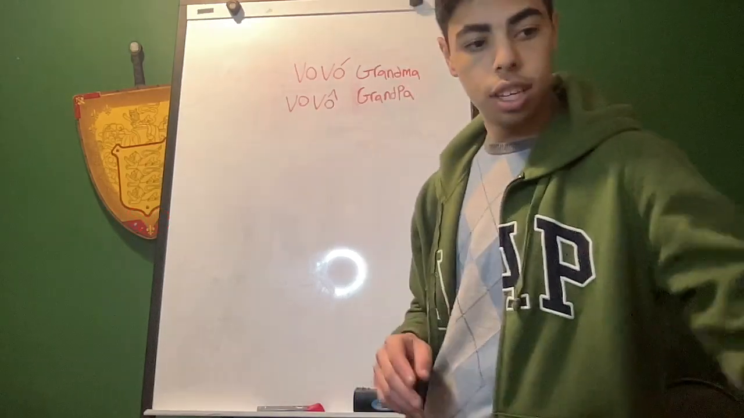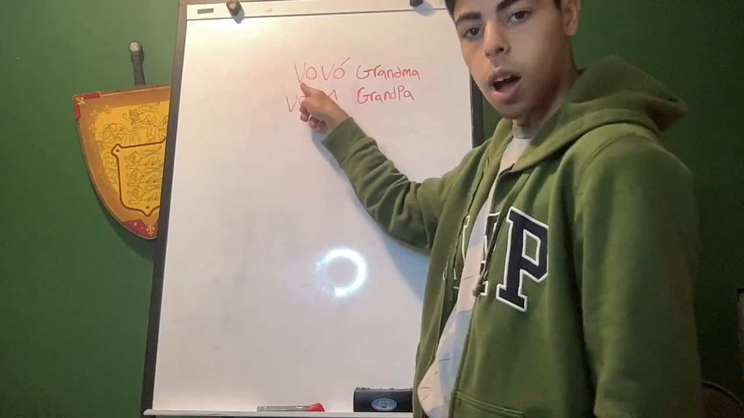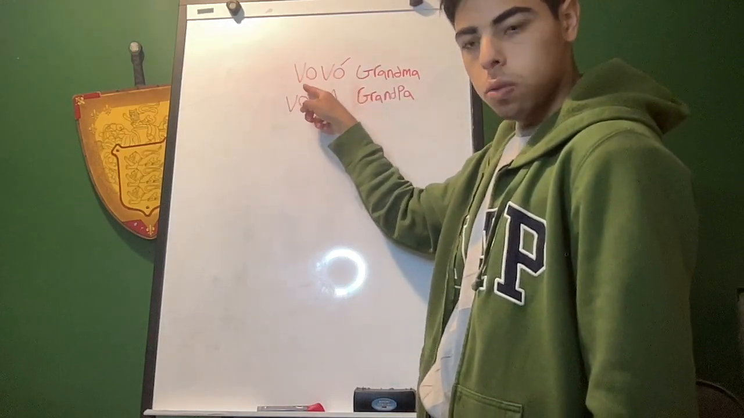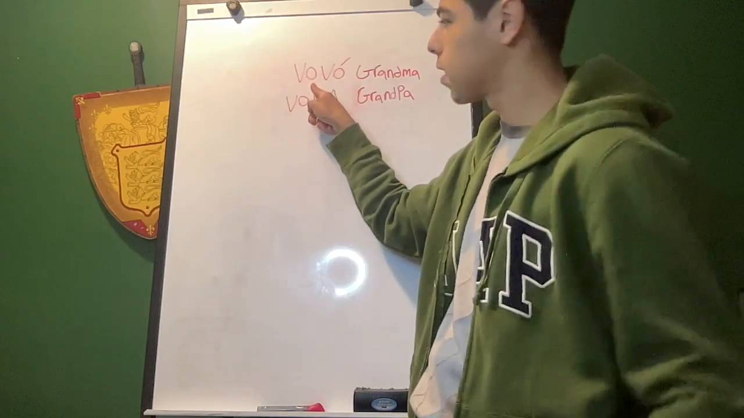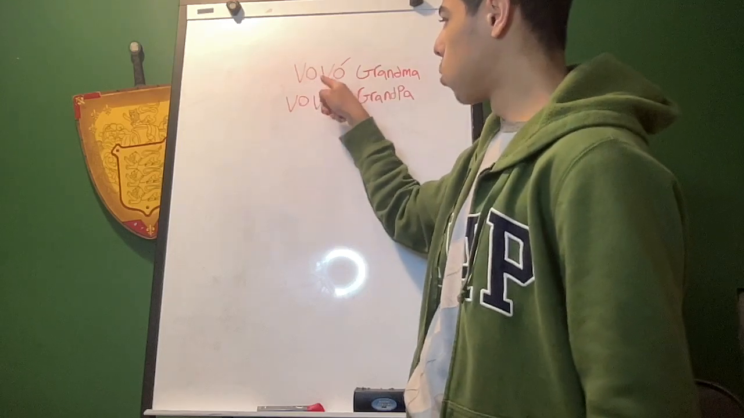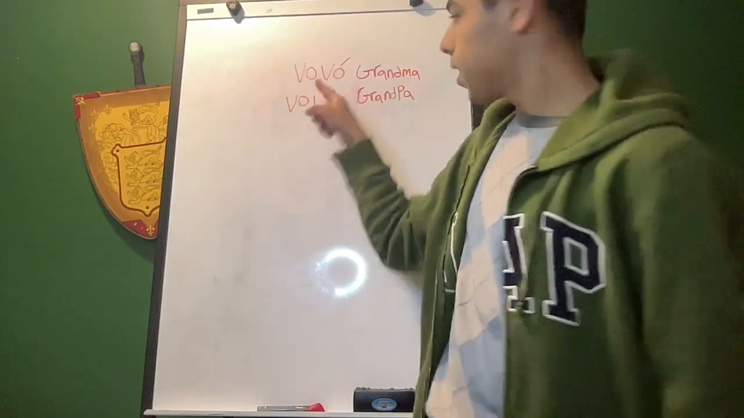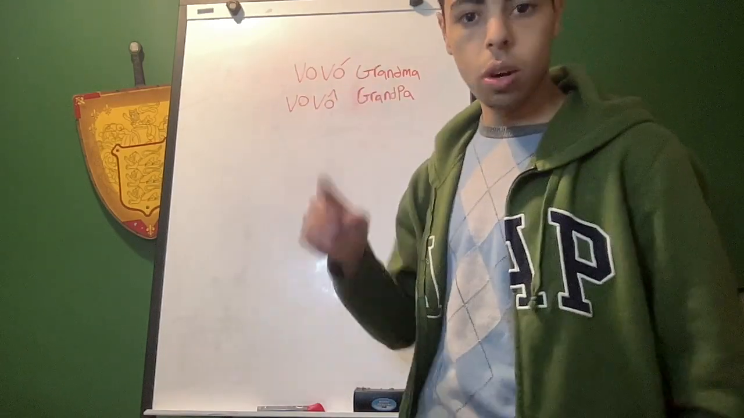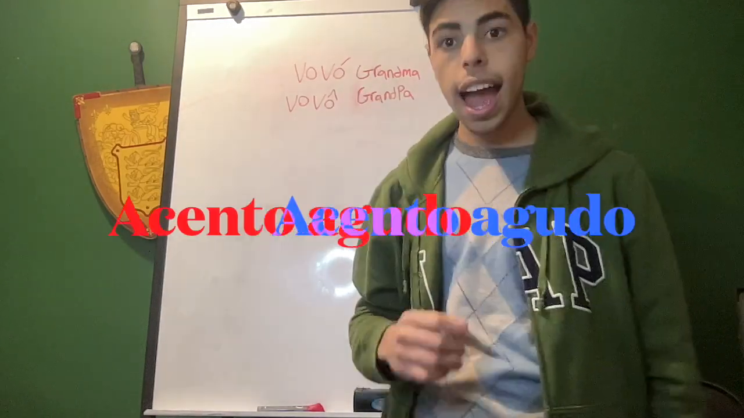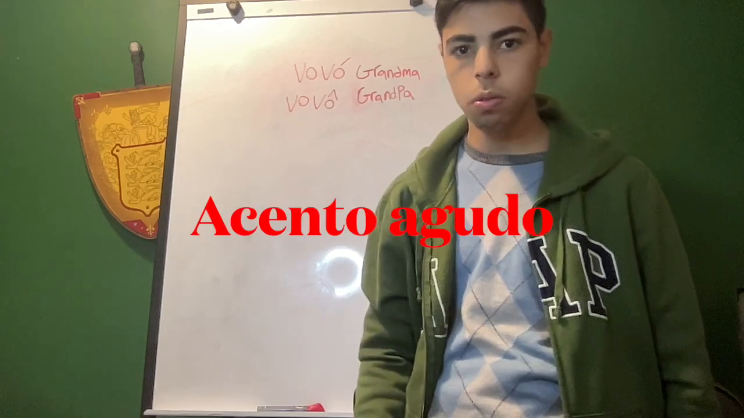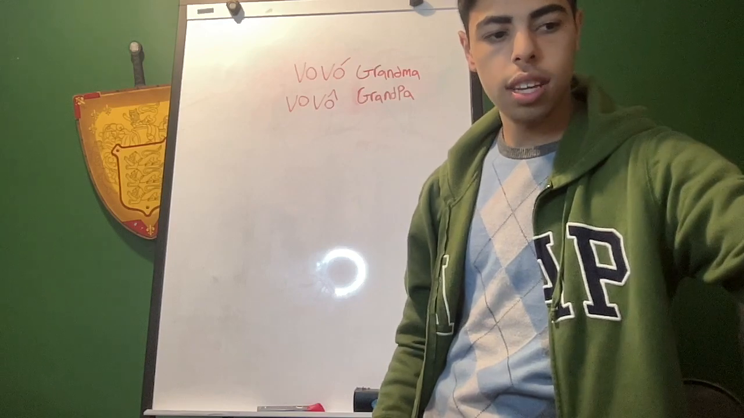So, I was teaching y'all this word right here, vovó. If you look right here, after the V there is no accent. But on this O, there's an accent. This accent is the one that goes on top of the vowels. It's called acento agudo.